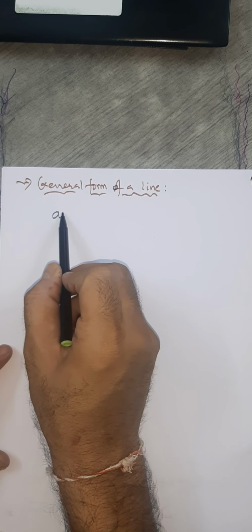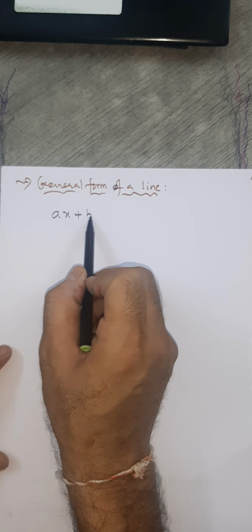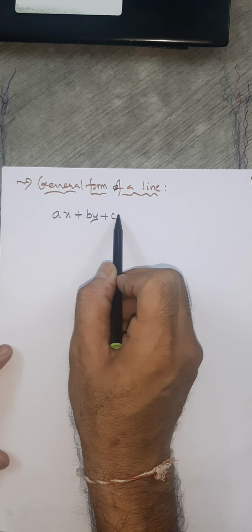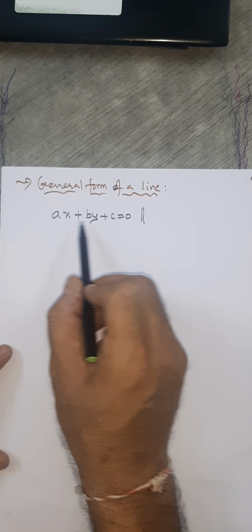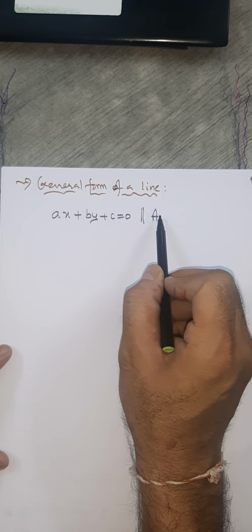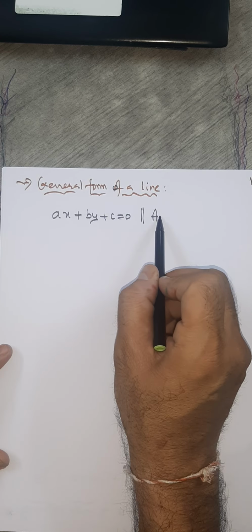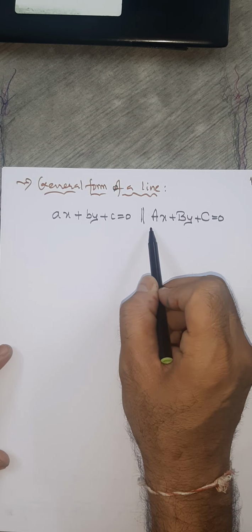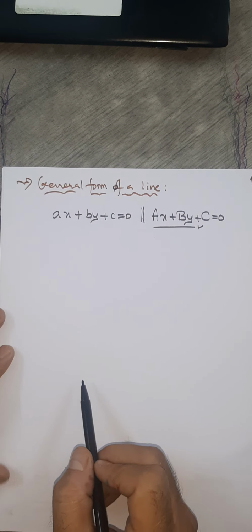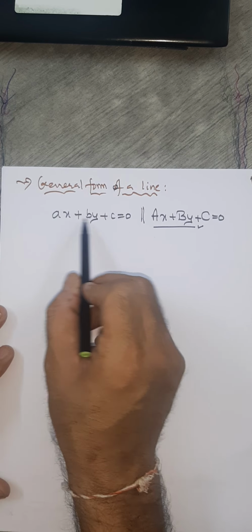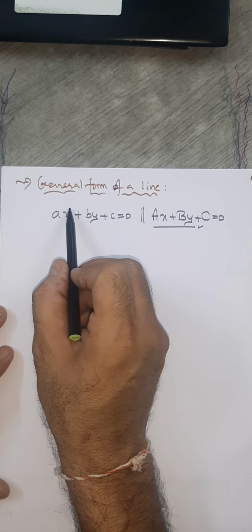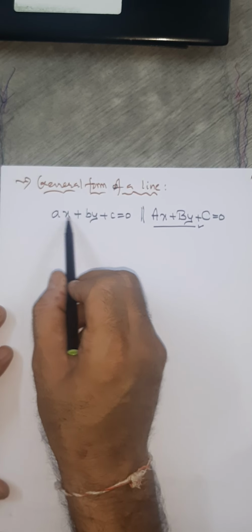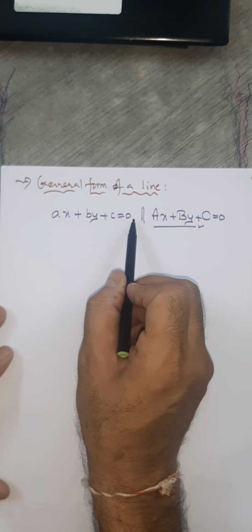The next point is the general form of a line. It is given by ax plus by plus c equals to 0, as we were getting in the previous exercises. This is a linear equation in two variables. Sometimes you can use capital A, capital B and capital C also. Whichever you use, both are the same. This is a linear equation in how many variables? Two variables. x and y are variables and a, b, c are constants here. This is the general form.